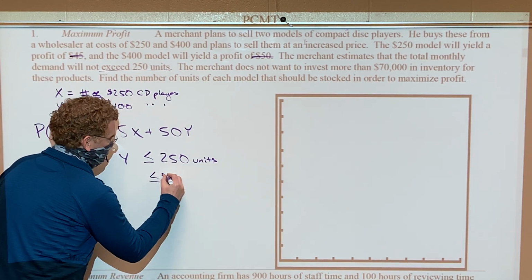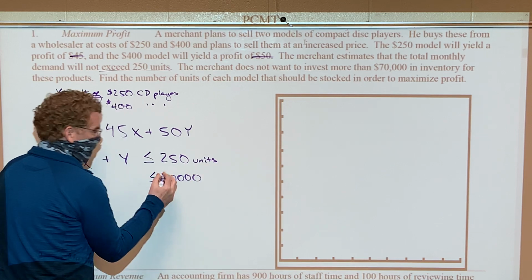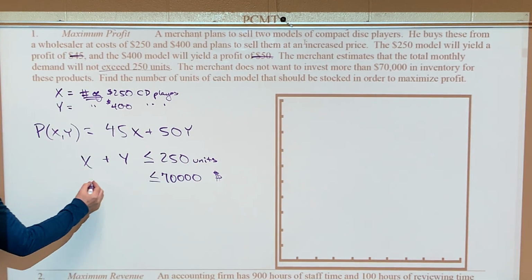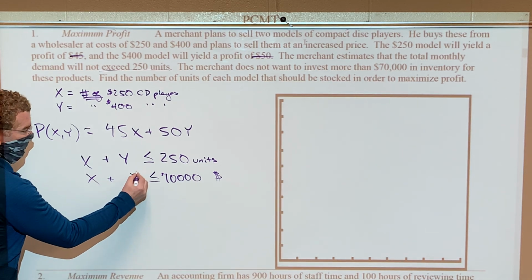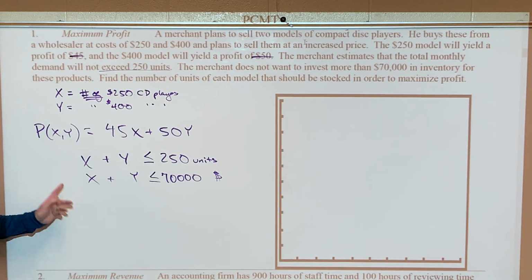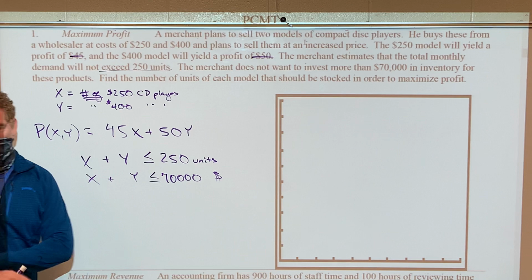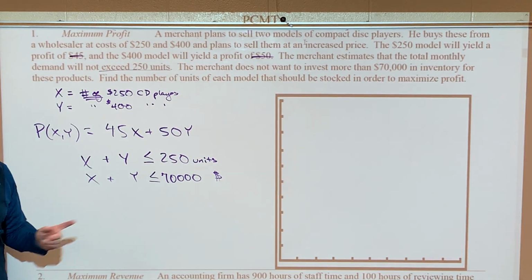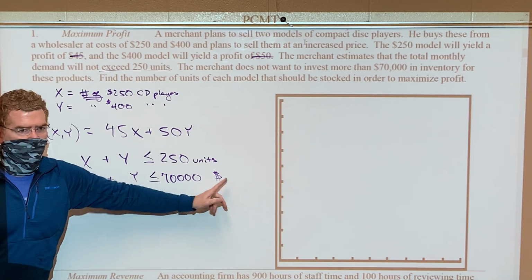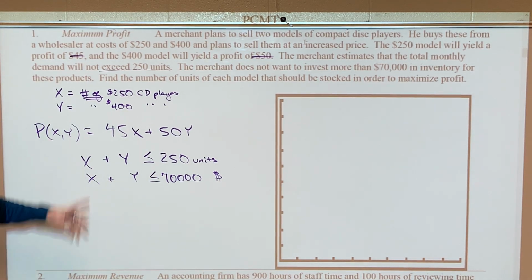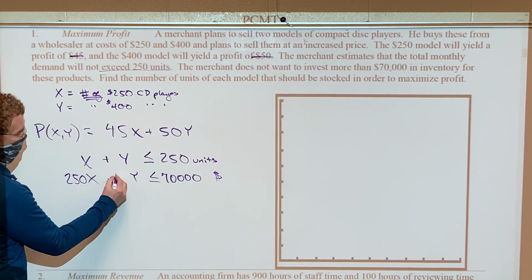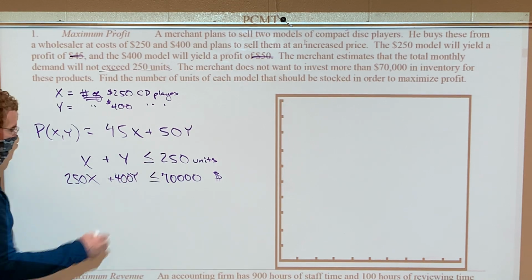Less than or equal to 70,000. Now that's money, right? The units are in dollars. So does X plus Y make sense here? Units, dollars? No. But if I'm buying these things up in my inventory, what will make those be dollars? Putting a 250 with the X, because that's how much I'm spending on those, and putting a 400 on the Y. Now if you're wondering, how does that make the units?